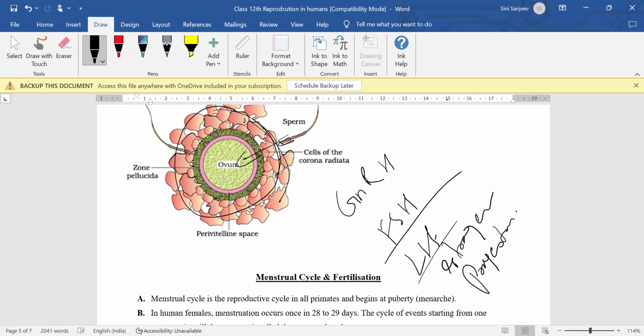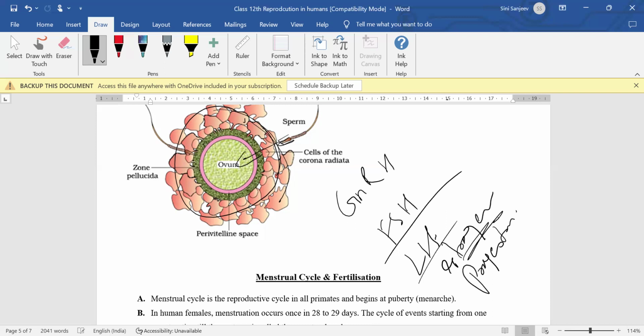Then you have the estrogen. The estrogen hormone is also produced by the ovary. It helps in stimulating the growth and thickening of the endometrium, because once the menstrual cycle finishes, the endometrium is torn and goes off. Again, a new endometrium wall has to be formed over there if fertilization doesn't happen. Hence, estrogen plays a very important role.